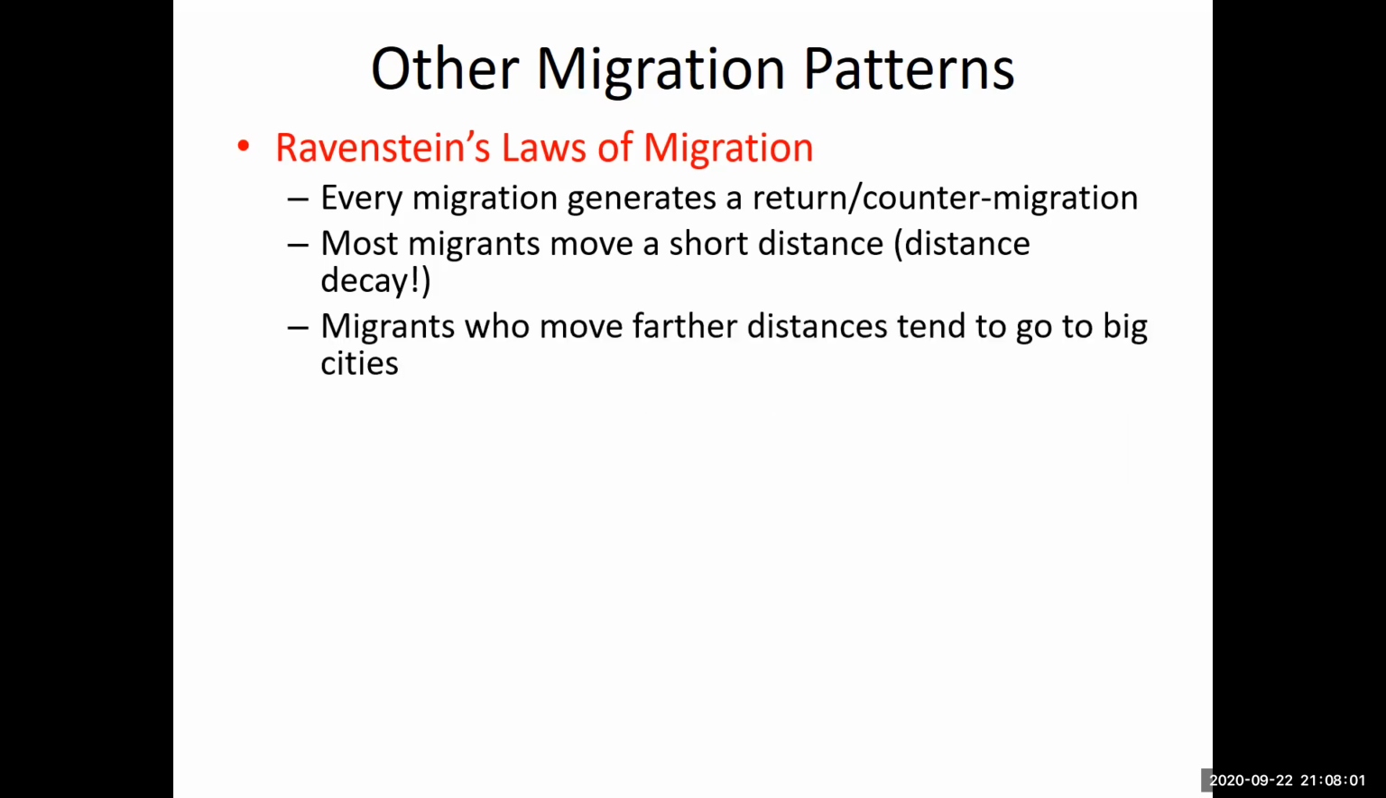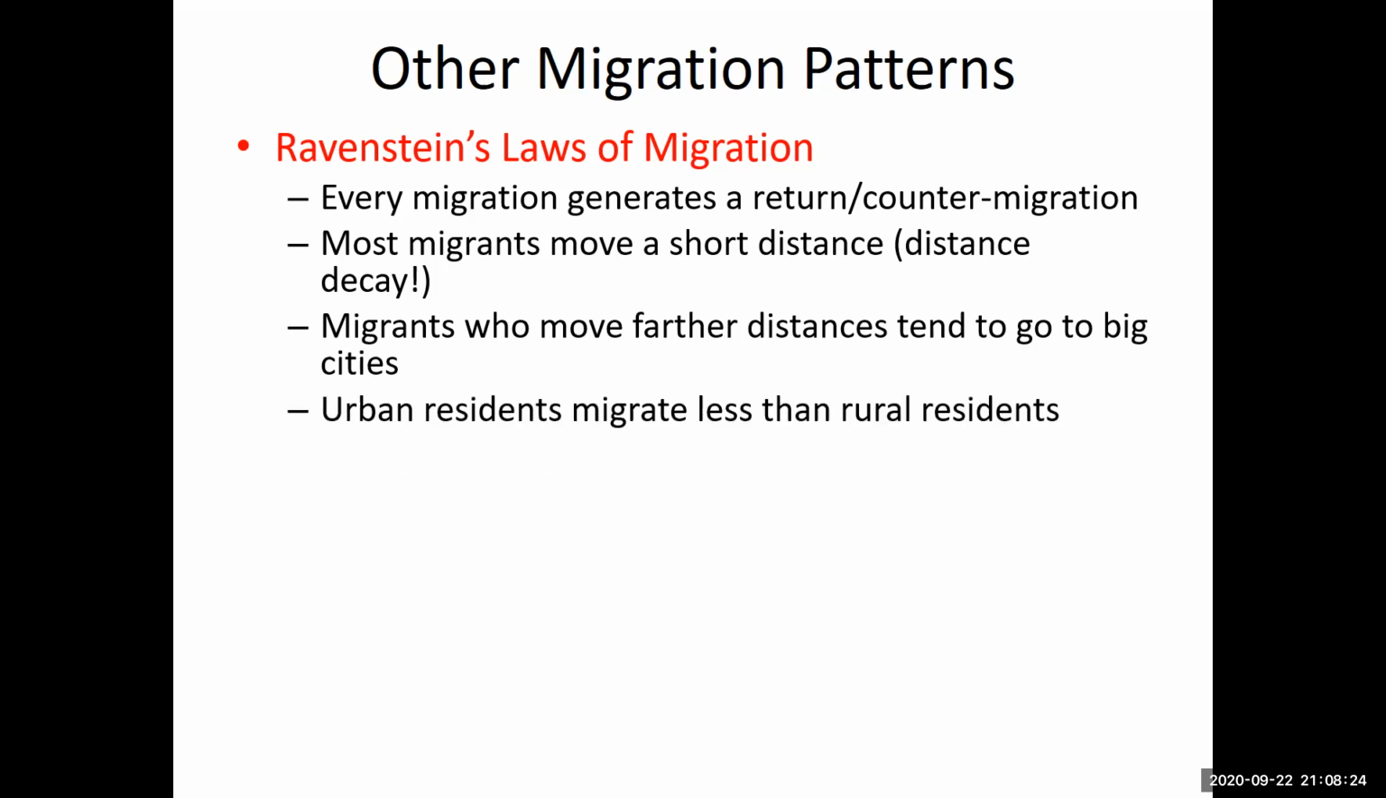distance decay. If you do move a longer distance, those migrants that go a long distance are probably going to be going to a big city. So it's unlikely that if you are going to go from Chicago to China, that you're going to end up somewhere in Western China where there are very few well-known big cities. Instead, you're probably going to go to another big city because that's probably where the jobs are.